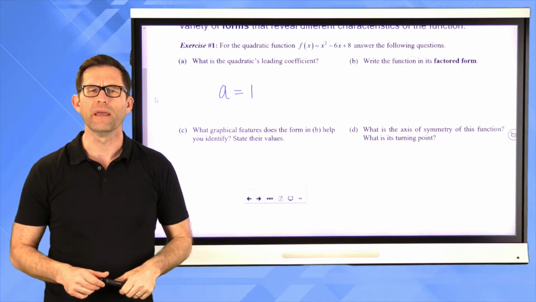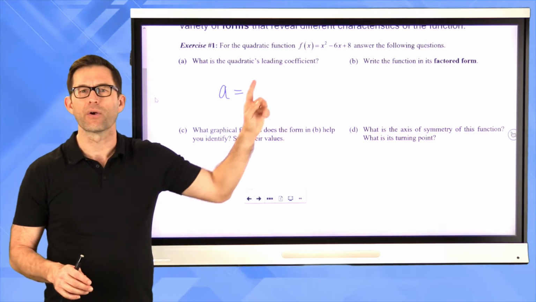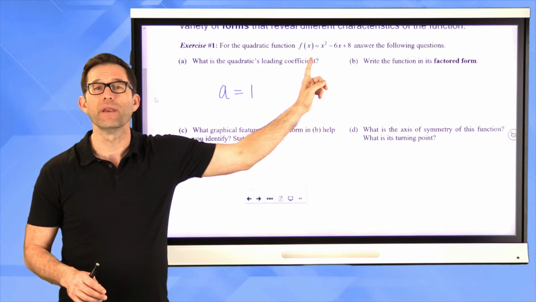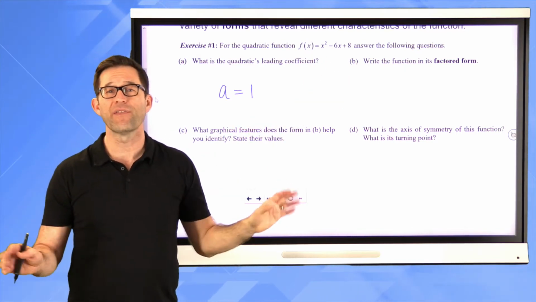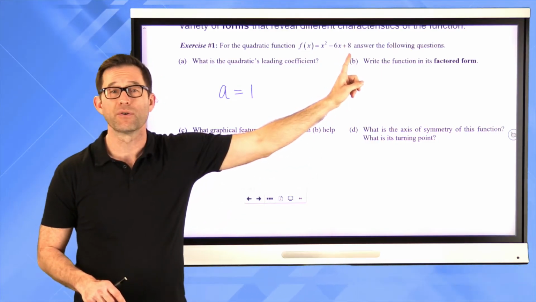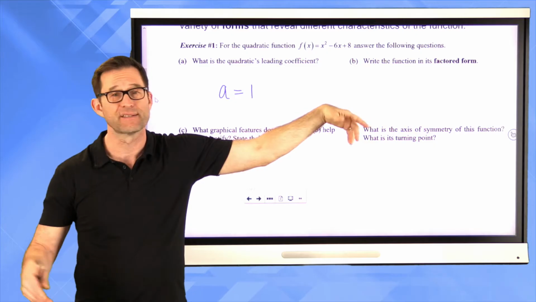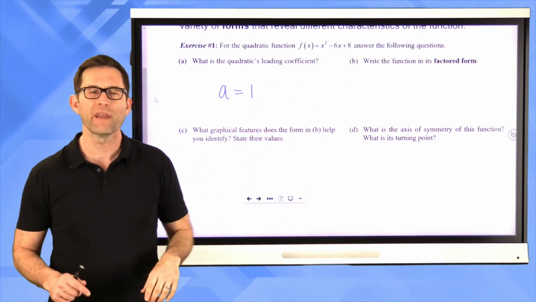Now, letter B. Write the function in its factored form. So right now, let's be very clear. This function currently is written in what's called standard polynomial form, and the only thing that that's good for is to basically see the y-intercept. The y-intercept of this parabola is equal to 8. That's basically the only thing we can really get out of that form. But now let's write it in factored form.